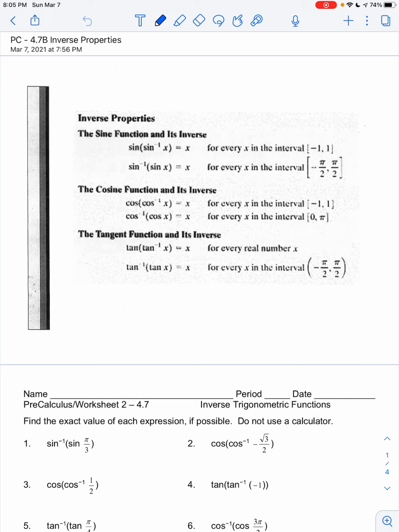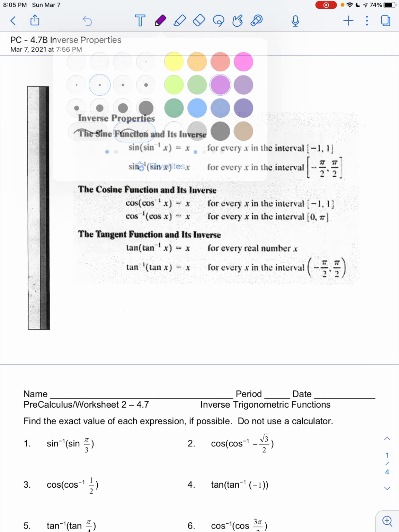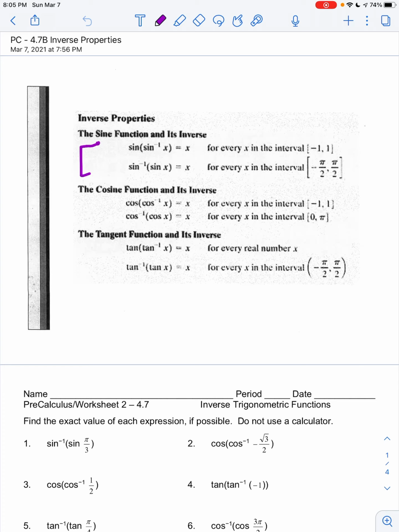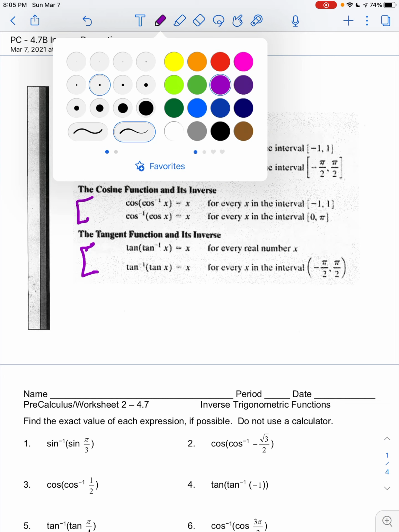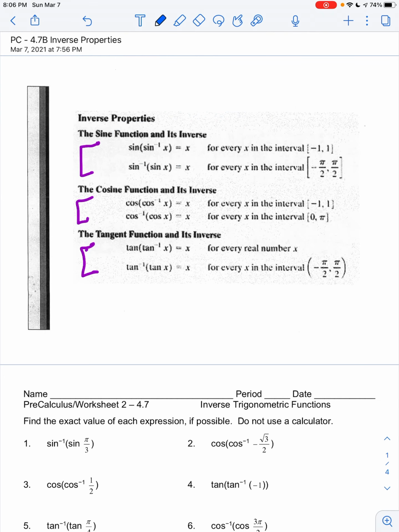If you take a look here, you're going to see that for each trig function, we have two statements. Depending on the order of your composition, you're going to get an output which is equal to x, the input, if the input is in a certain interval. For instance, for the sine function, you see the sine of the inverse sine of x equals x, as long as x is in the interval from -1 to +1.